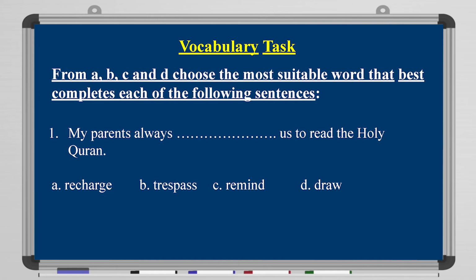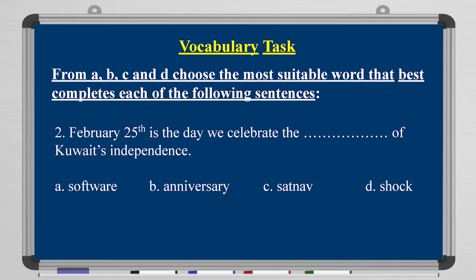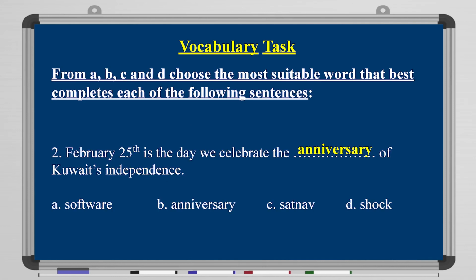So what's the answer? They usually tell us this every time. Excellent job. They remind us to read the Holy Quran. Sentence number 2. February 25th, you know this date, is the day we celebrate the blank of Kuwait's independence. You just had an example on the same word. Do you think you can remember it? What's the answer? Software, anniversary, sat-nav, or could it be shock? The answer is anniversary. Excellent job.